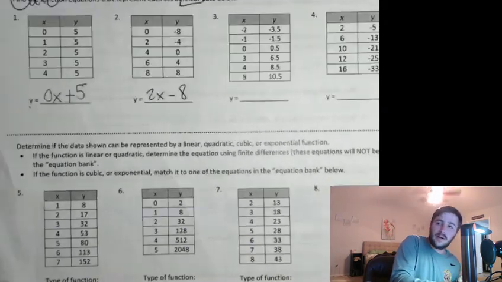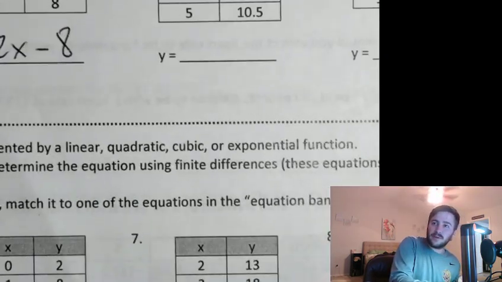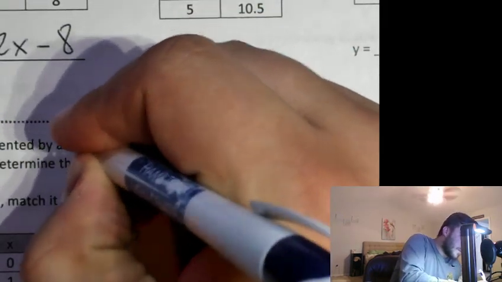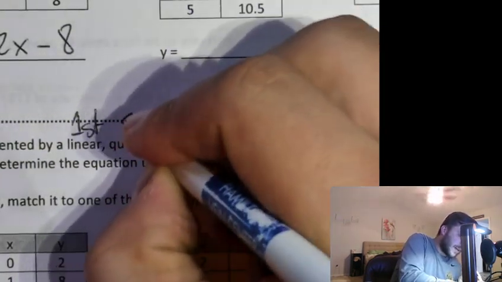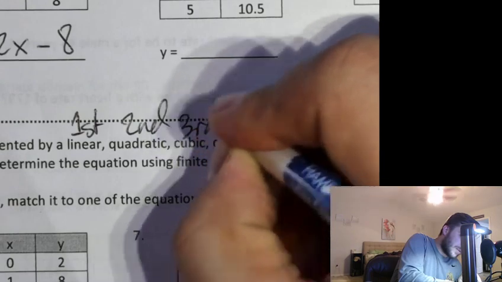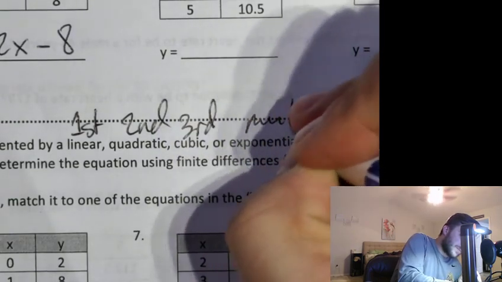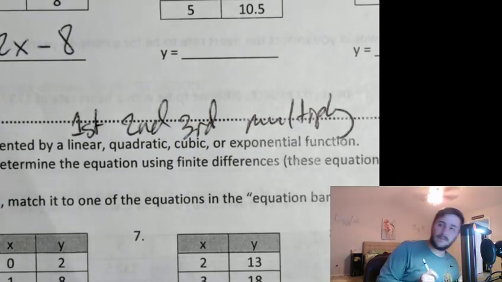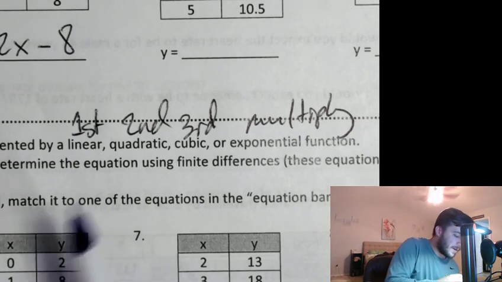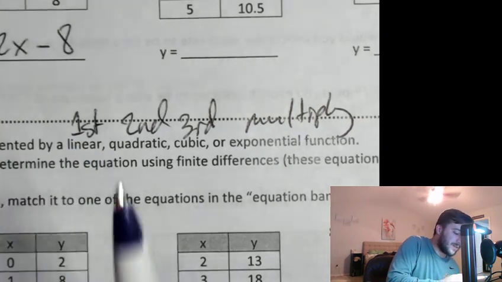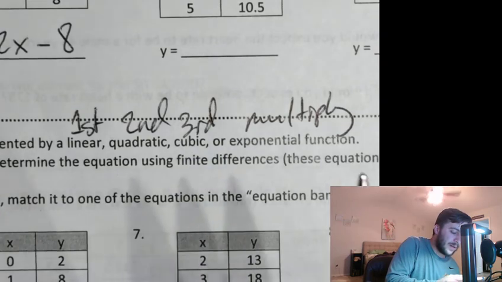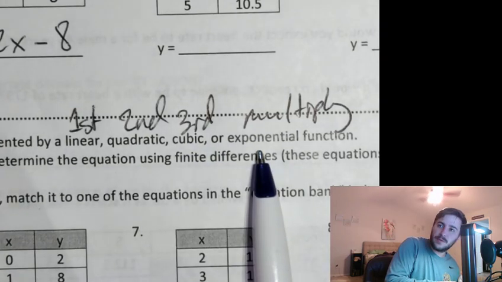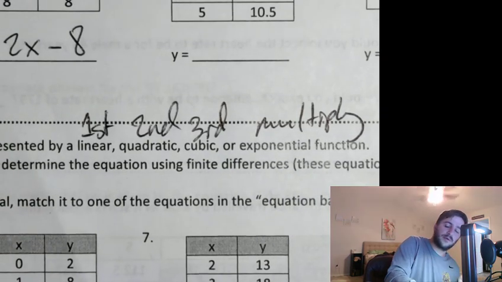Here we go. This we've seen before. It's been a little bit. Linear. Remember, that's our first difference. Quadratic is the second. Cubic is the third. Expo is a multiply pattern. Okay? So if the pattern is a first difference constant, we're linear. Second, quadratic. Third is cubic. Exponential function will be a multiply. Okay? So that would be the first thing we're looking for, is looking for those differences.